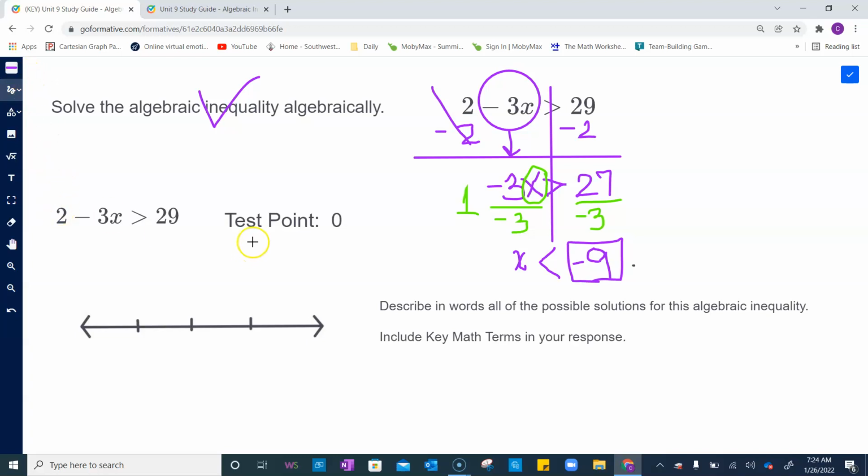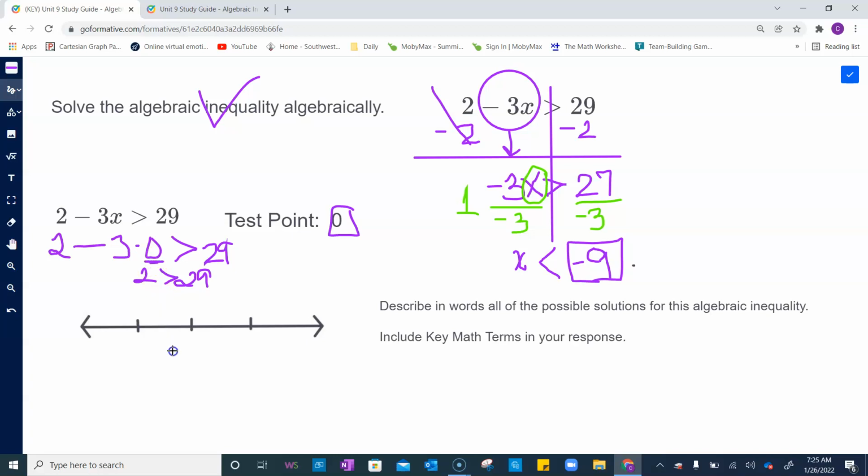Okay, so now I need to graph it. So I have my inequality, the original one. I don't want to use the solved one directly, because if I've solved it incorrectly, I'm going to graph the incorrect graph. So I'm going to come back over here and use the original with 0 as my test point. So I might be able to get which direction of shading is correct, even if I don't have the right endpoint. And when I plug 0 in, I get 2 take away 0, which is 2. And my statement reads, 2 is greater than 29. If that's true, which it is, then I know that I'm going to shade in the direction of 0.